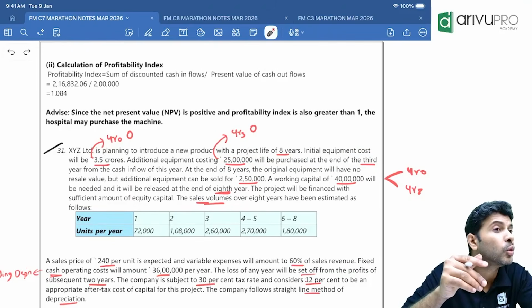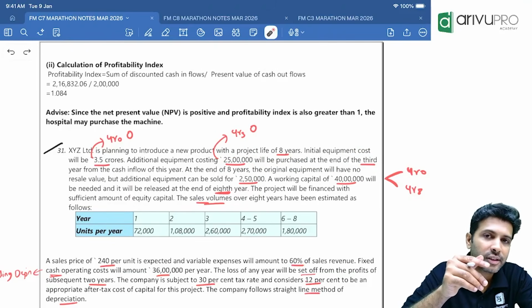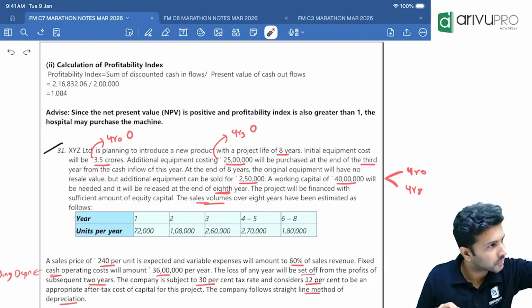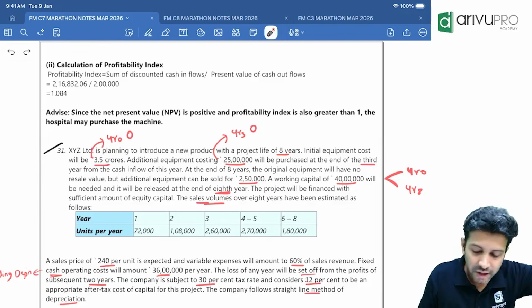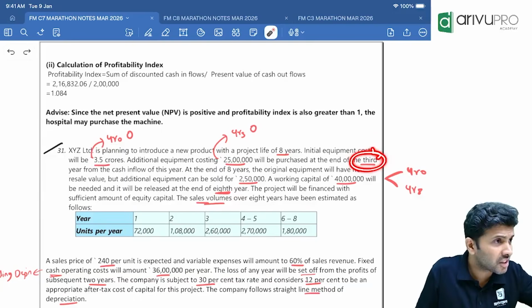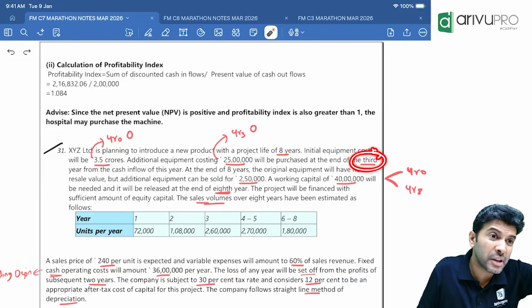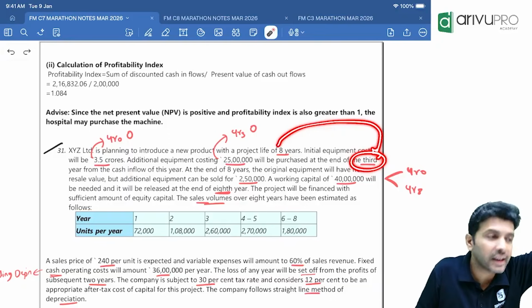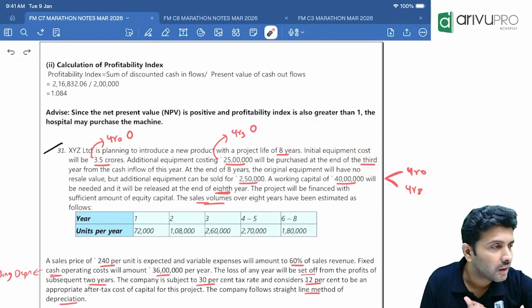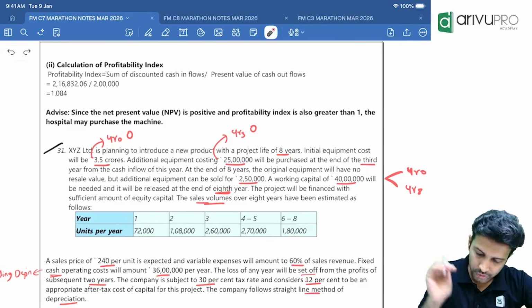That means you need to be a little careful. We have one asset or two assets? Original asset, additional asset. The original asset's depreciation starts from the first year only. But the additional asset you purchased only at the end of third year. That means the additional asset's depreciation will come only from year 4 to year 8. That means we need to have a depreciation working here. I think it's a straight line method only, but still we need a working note for that.